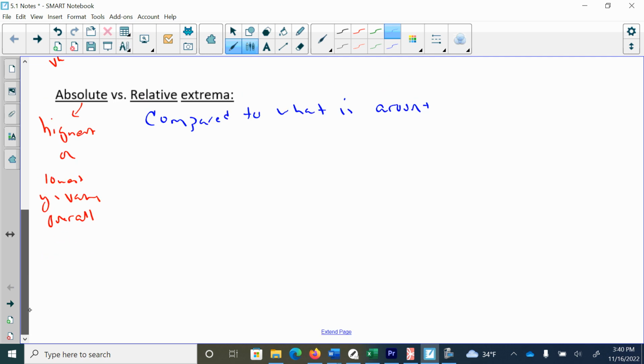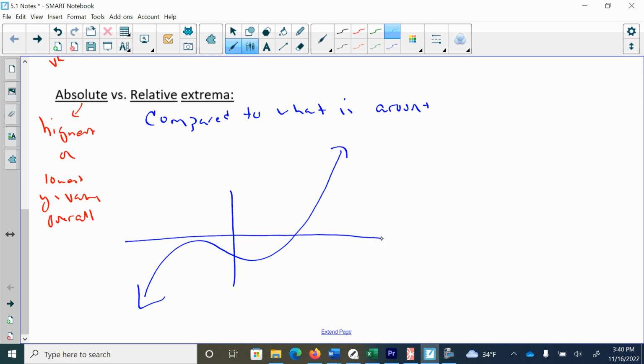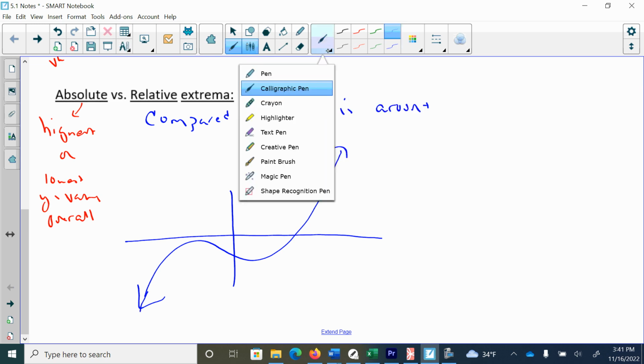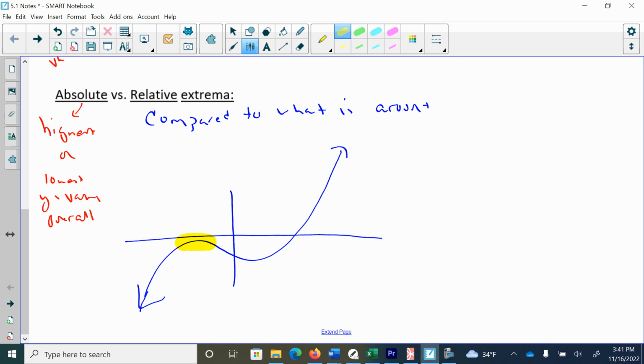Remember, we drew the picture, and I think I did something like this in class. If I ask you for the absolute highest or lowest, you're going to say for a graph like this, there is no absolute max, there is no absolute min, because this will continue going down, this will continue going up. But if I look for a relative and I'm comparing it to what's around, I would say this might be a relative max, and this might be a relative min.